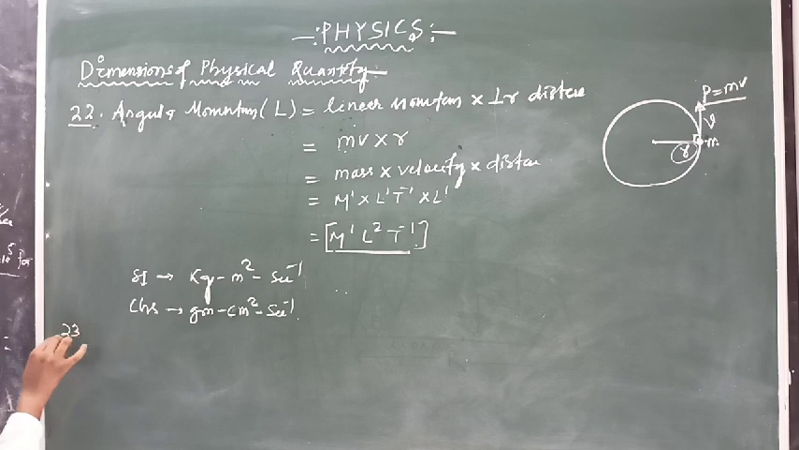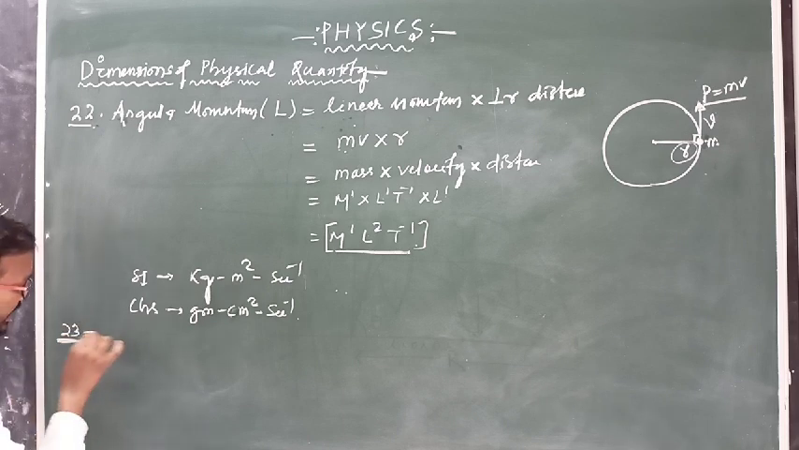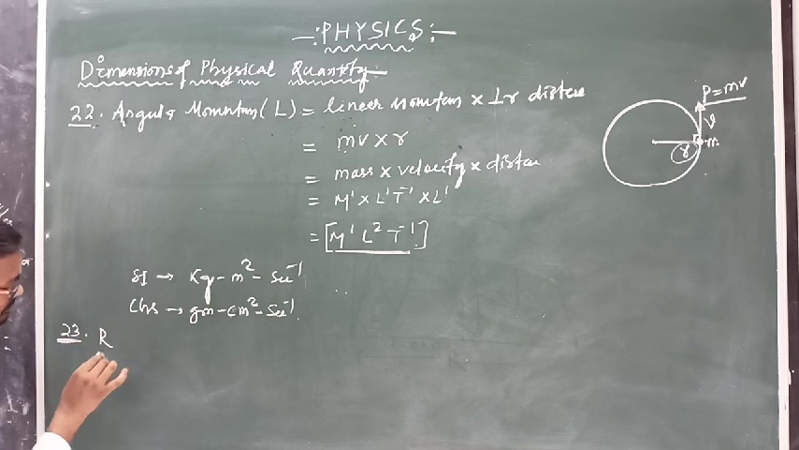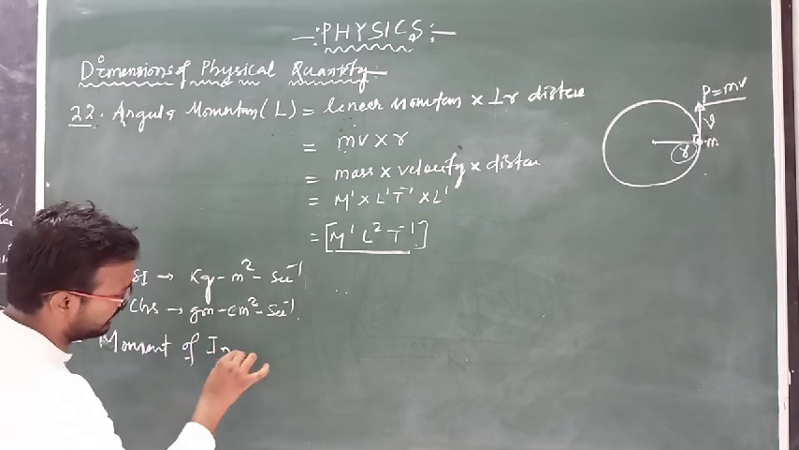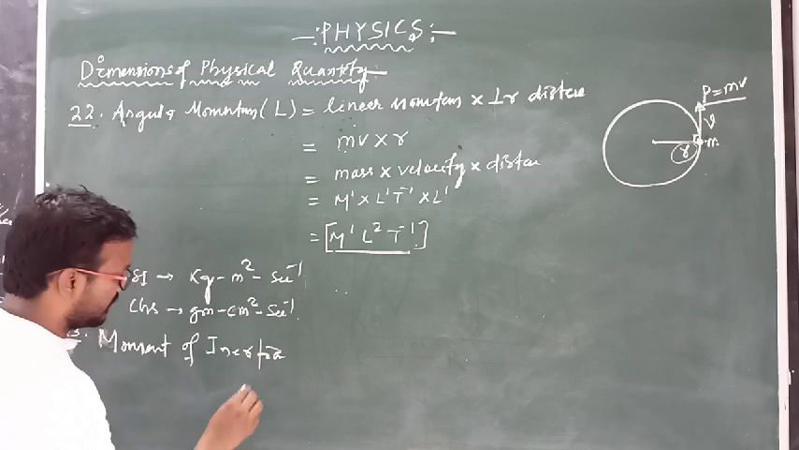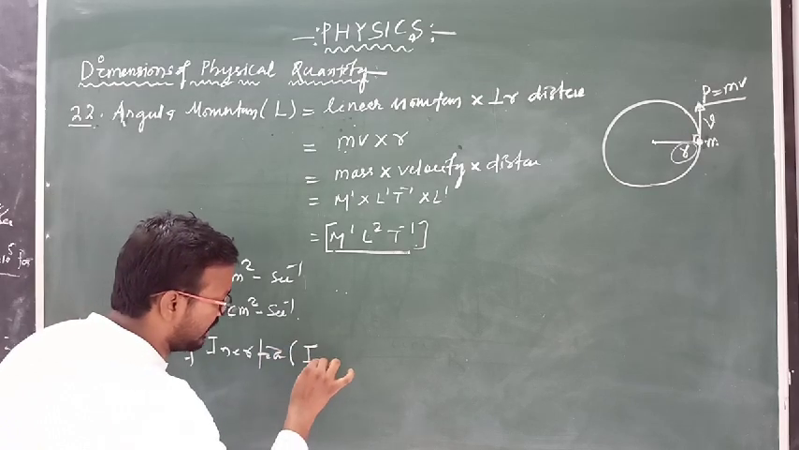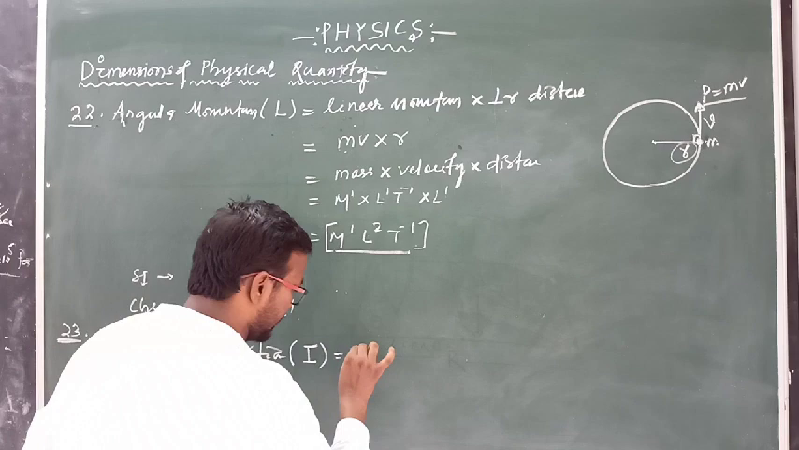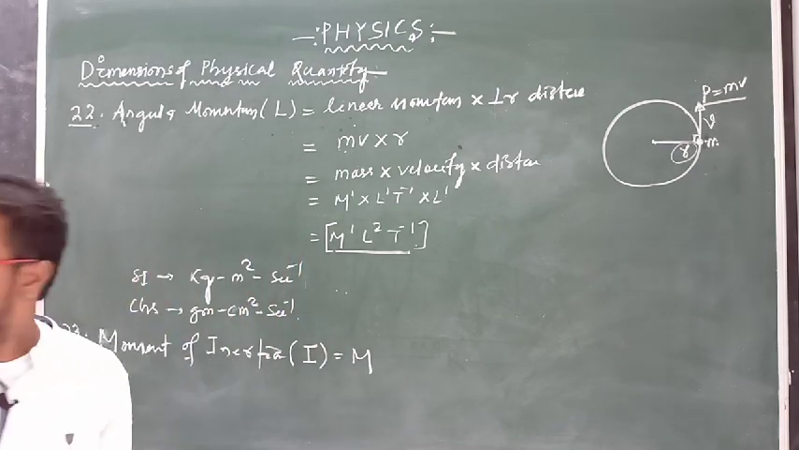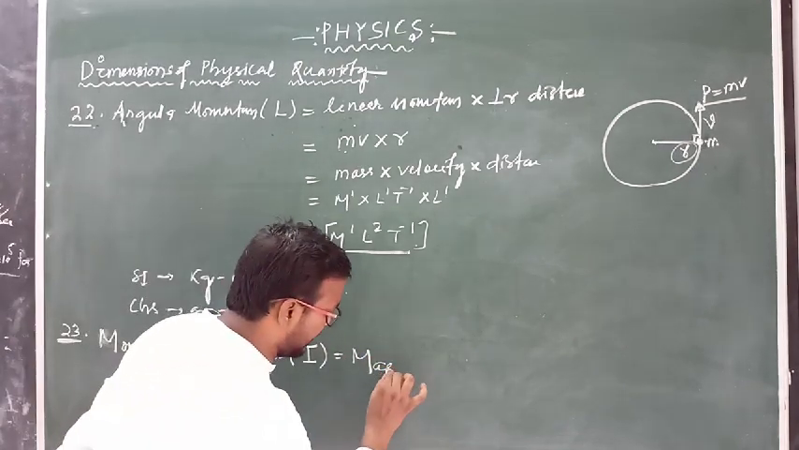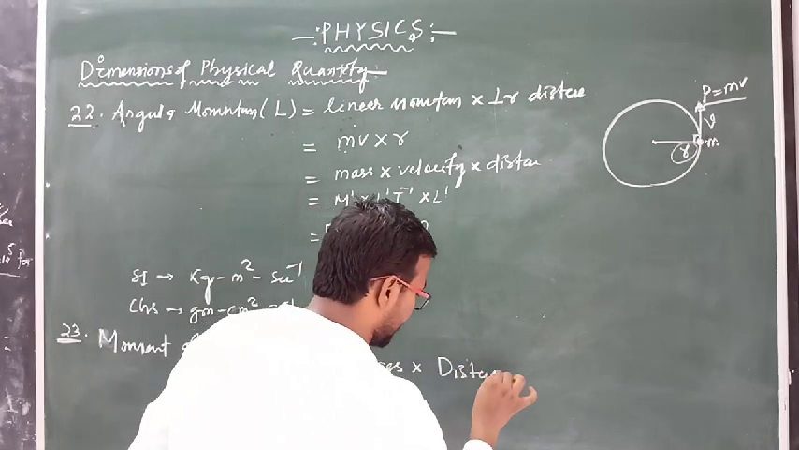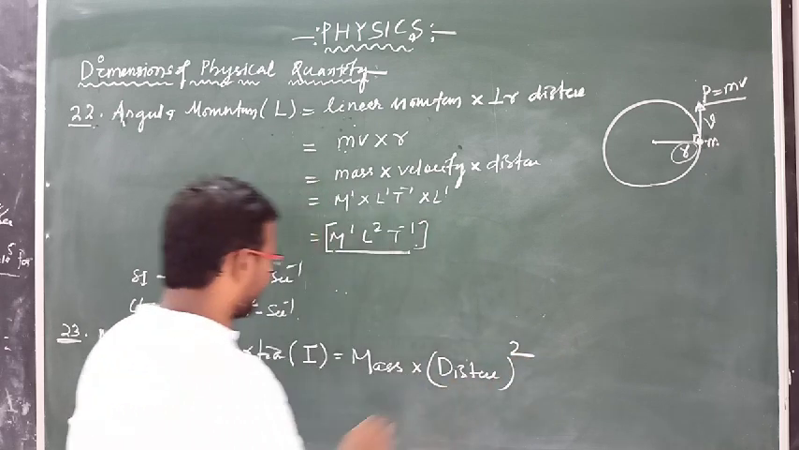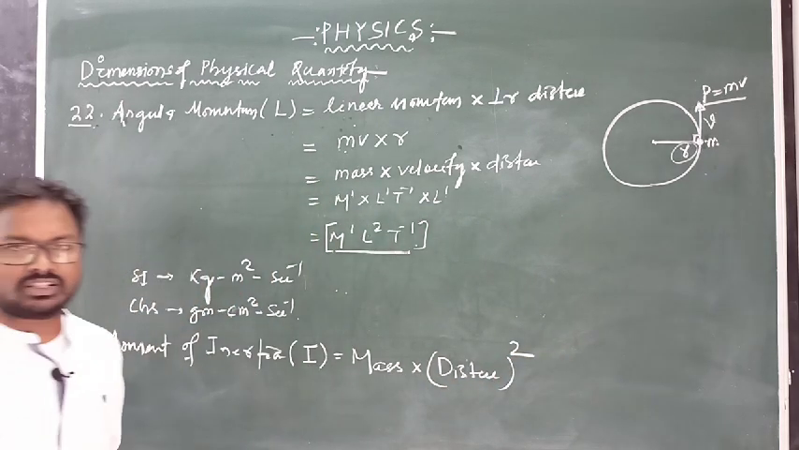And next we have to find dimensional formula number 23, and suppose we have to find the moment of inertia. Moment of inertia is represented by the symbol I, and its formula is the total mass of a body, represented by capital M, into distance squared. Mass into distance squared is known as moment of inertia.